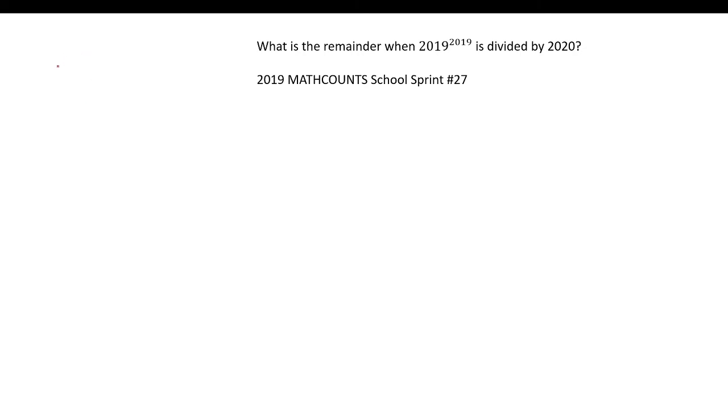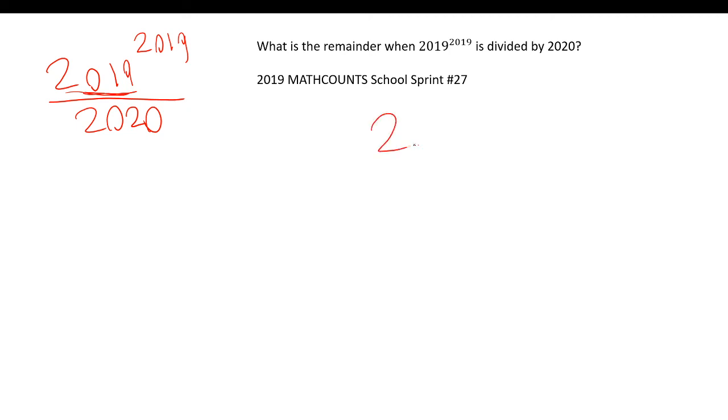So first I'm going to make things a little bit easier. I'm going to write this out. Whenever I have an exponent on the top, I like to take the mod of the base. So I'll say 2019 is congruent to -1 mod 2020.